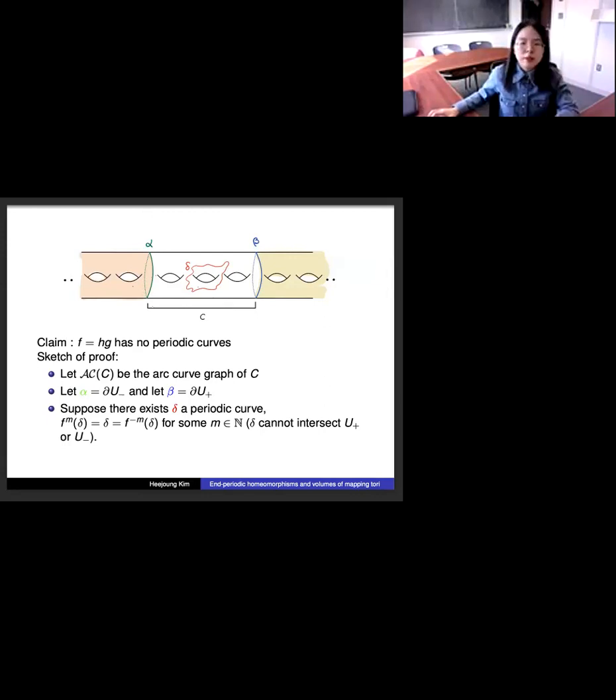Say we have a delta. Then also remark that delta should be inside the C. Otherwise, by the shift map H, delta cannot be a periodic curve. For example, if delta is here, then if we take F, we just shift one, so delta cannot be a periodic curve. So this is our setting. So we assume there is a periodic curve delta.